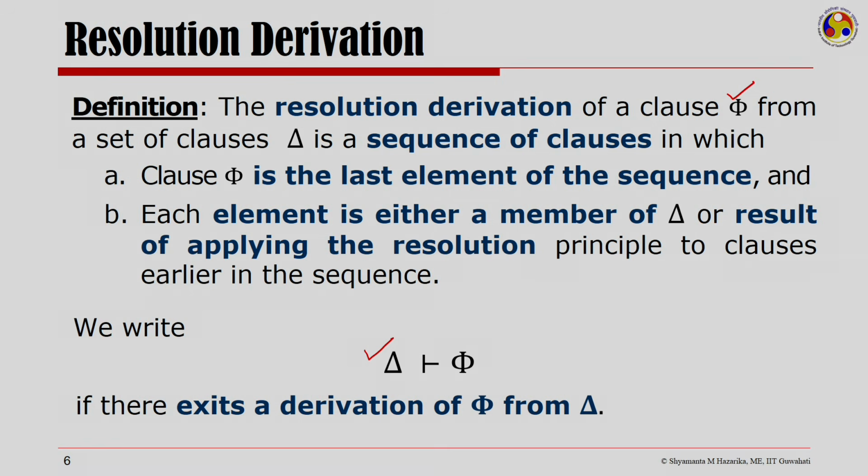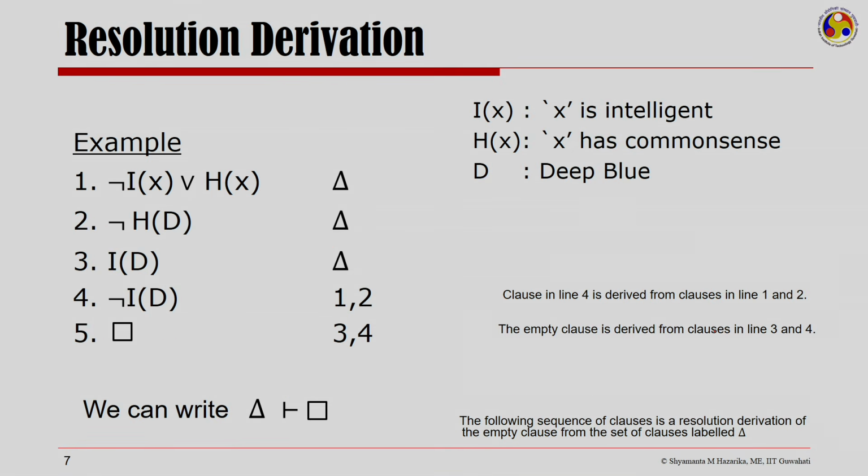So, that means there exists a derivation of phi from delta. What I am saying here is the following: I start with a set of clauses delta and apply resolution to this set of clauses. As I apply resolution, I generate new clauses, and this proceeds until I generate the clause phi itself. Then I would say that I have a resolution derivation of clause phi. Let us try to understand this with the following example.